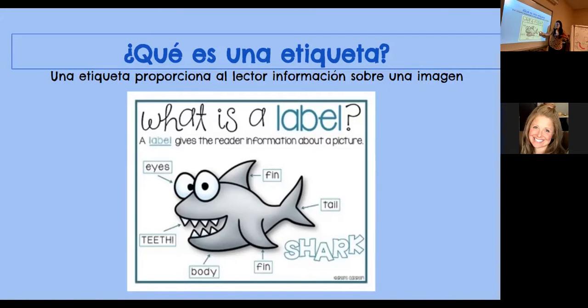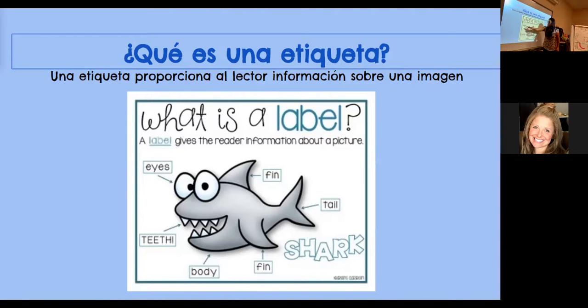I mean, the writer, excuse me. The writer, so right here, look at that. We have a tail, and the writer put a label pointing at the tail so that you know that it's a tail, okay? Look, he wrote right here, this is the body. And then he also wrote here the fin of the shark, okay?